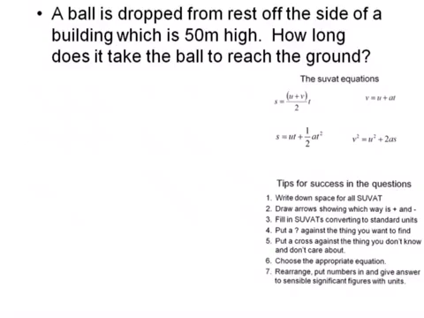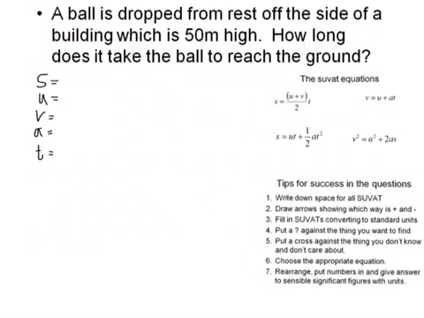Okay, so let's try our first example question. A ball is dropped from rest off the side of a building which is 50 metres high. How long does it take the ball to reach the ground? So the first step was to write down space for all the information for the Suvat. So we'd have S, U, V, A and T. And if you're being good, you'll put a little equals sign for each of those.